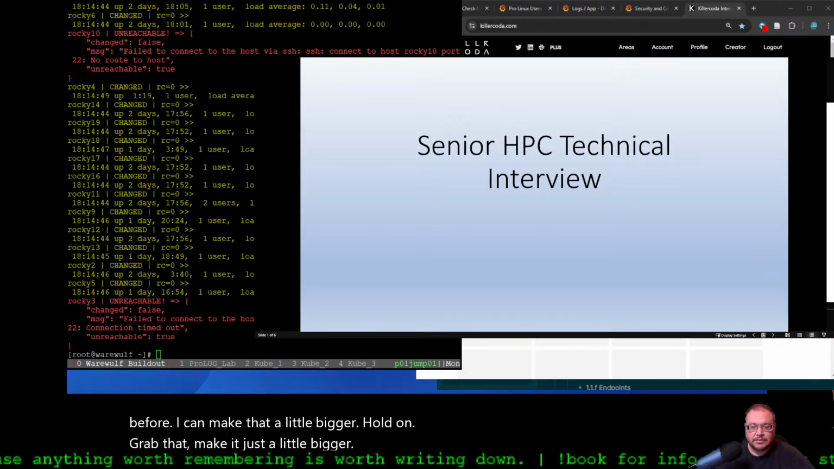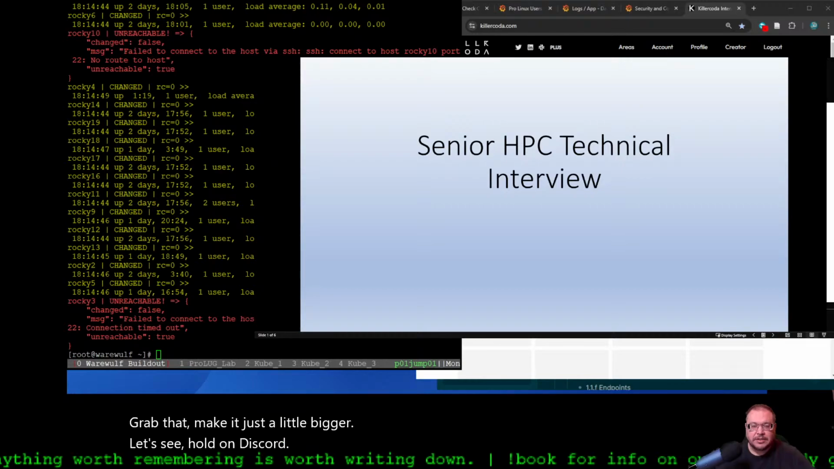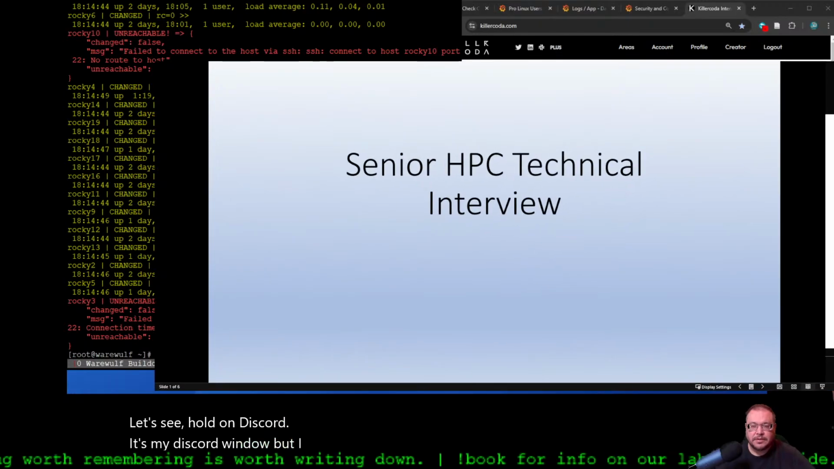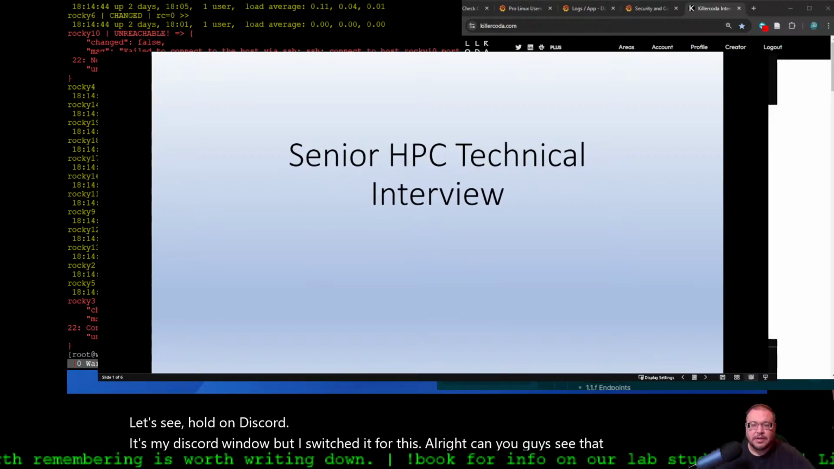Let's see, hold on. Discord. It's my Discord window, but I switched it for this. All right, can you guys see that? Yeah, you guys see that. Okay.